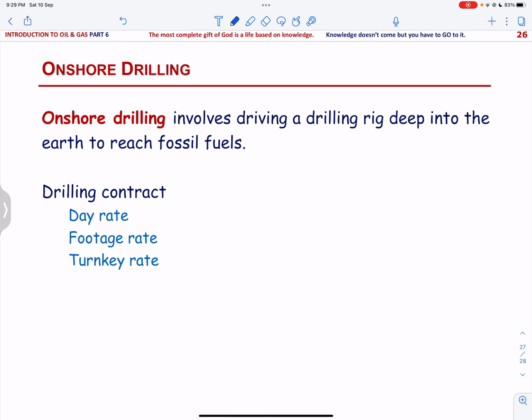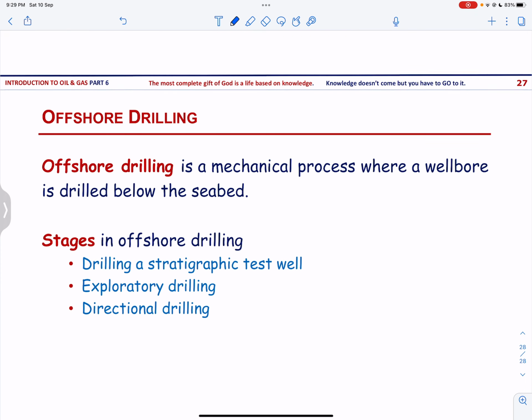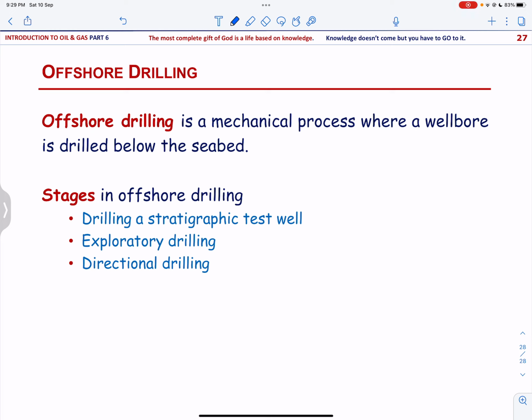Next, let us talk about offshore drilling. Offshore drilling is a mechanical process where a well bore is drilled below the seabed. Operators may acquire mineral leases from the government. Offshore leases are obtained through a system of closed competitive bidding on available offshore tracts. Drilling operations are much more expensive.